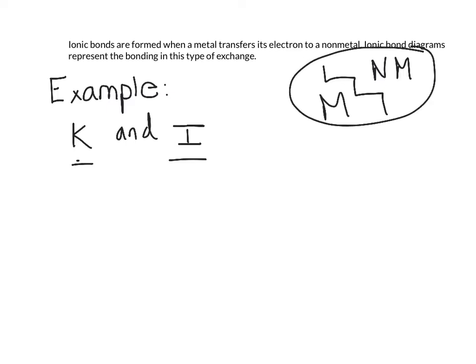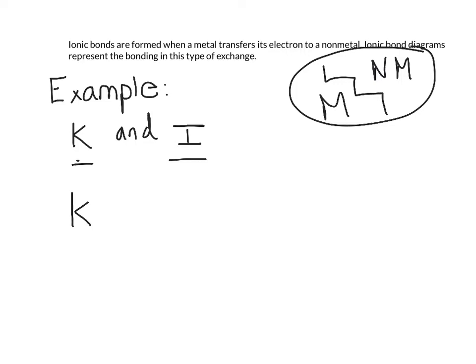It won't matter so much today because we're just doing ionic, but when you get to the mixed ones tomorrow with the covalent and ionic, you have to be able to identify what's what. So we have our metal, which is potassium, and our nonmetal, which is iodine. We're going to start this process by drawing electron dot diagrams for both of them.